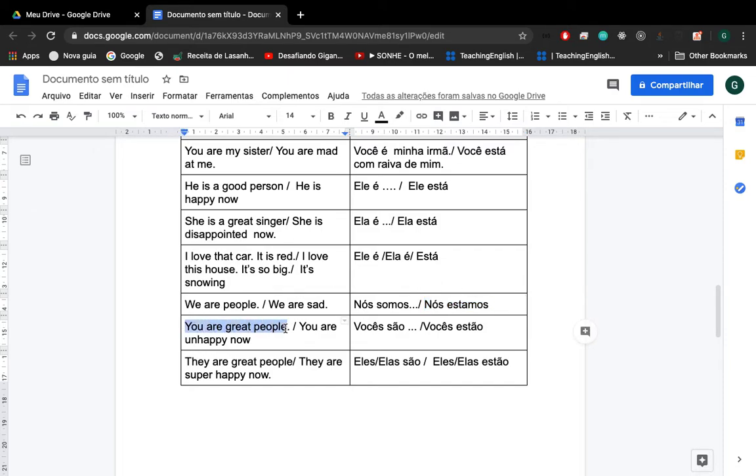You are great people. Again, if they're great people, it's very likely that they're going to be great people for the rest of their lives, right? So it's something that's not supposed to change, and we're going to be translating it as vocês são. Okay? You are as more than one person. Vocês são.